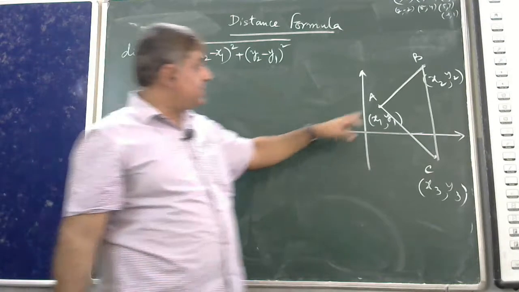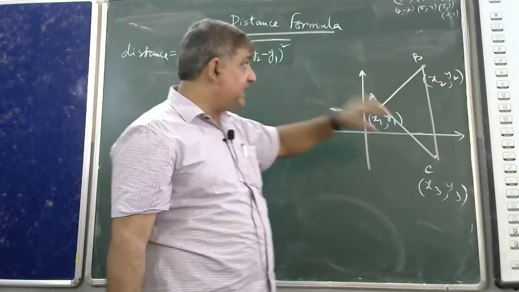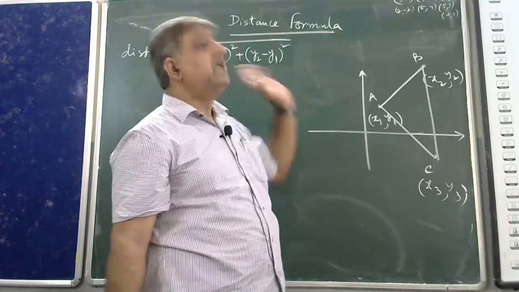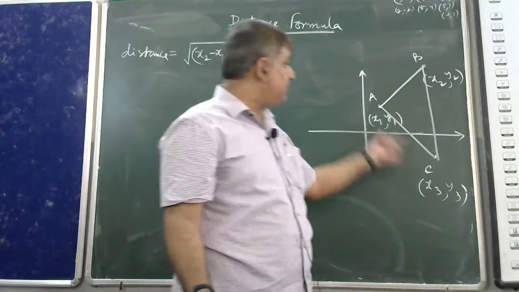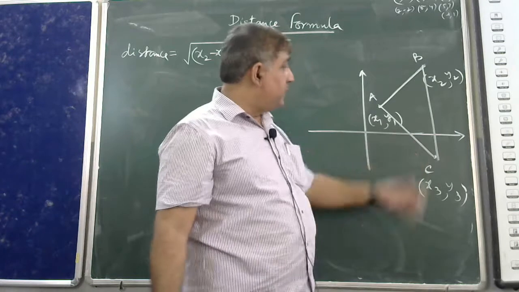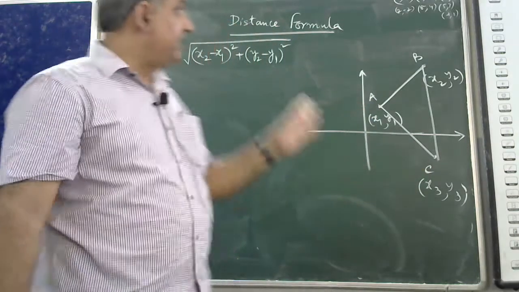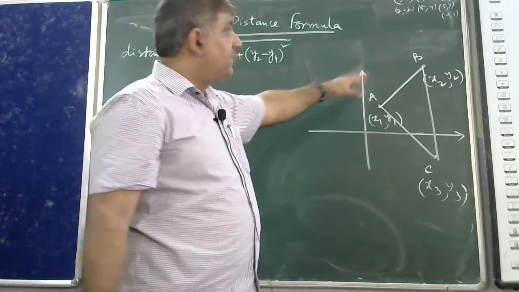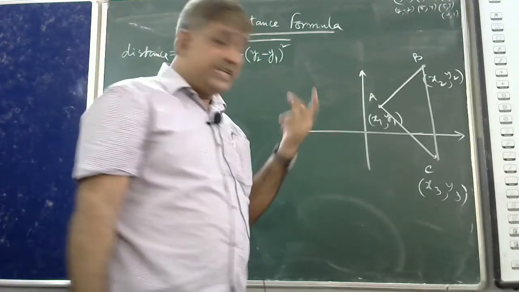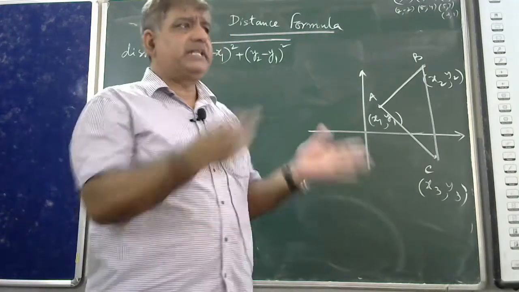You just calculate the distance between A and B using this formula. Similarly, calculate the distance between B and C using the same formula, taking (x3, y3) instead of (x1, y1). Again, to calculate the distance between C and A, you apply the same formula. So you will get the lengths of the three sides of this triangle ABC.